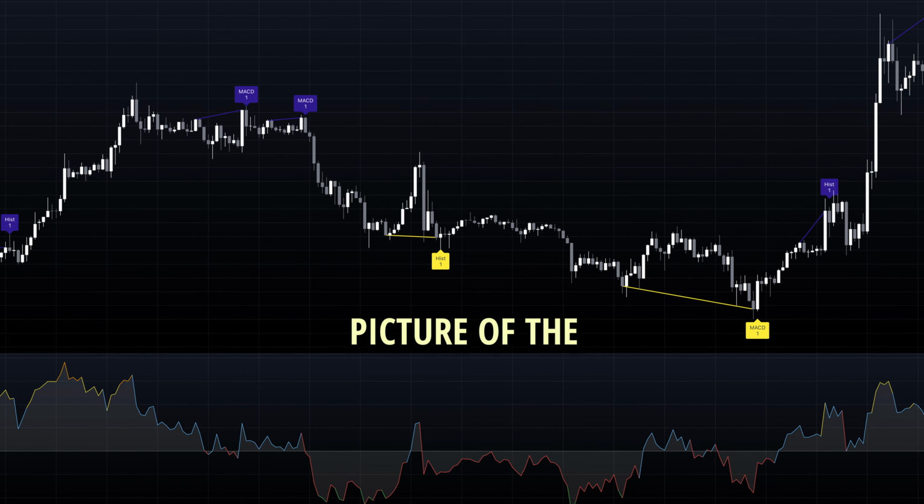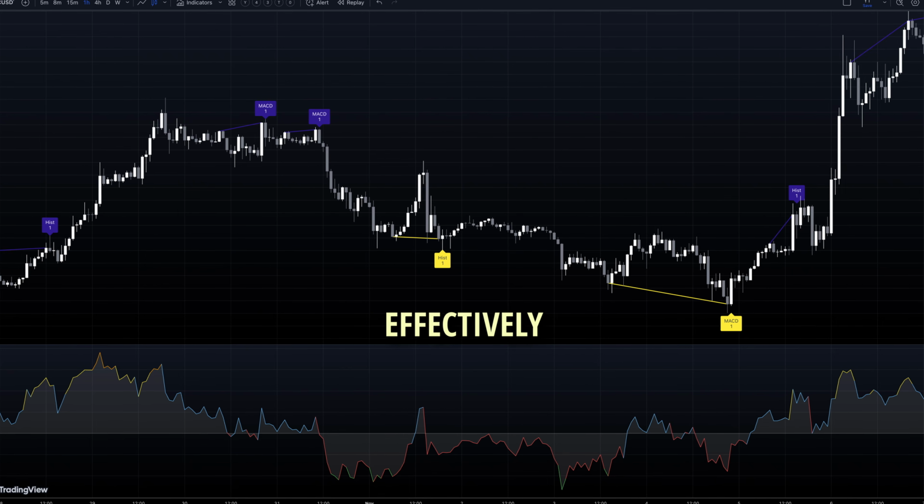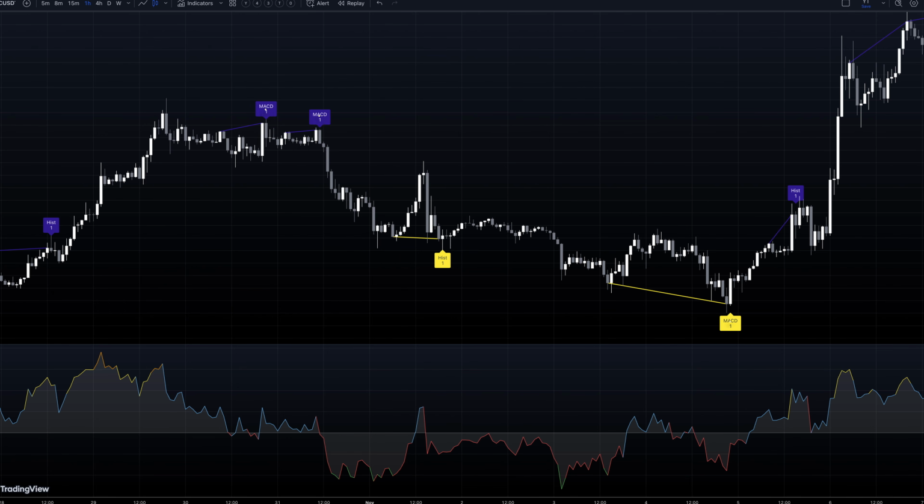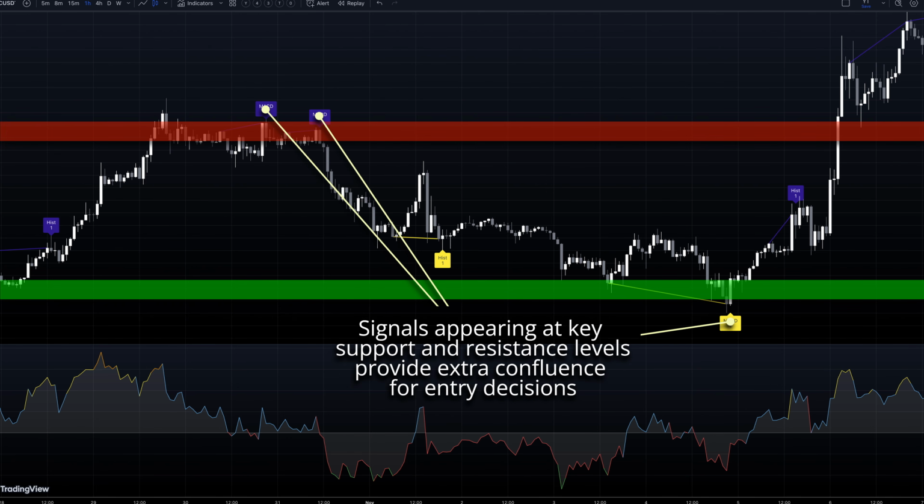Understanding the bigger picture of the market is key to using divergence effectively. Regular divergence works best in extreme conditions, like when the market is overbought or oversold. It's even better when these signals happen near strong support or resistance levels. If you also look at higher timeframes to confirm these signals, your chances of success improve.